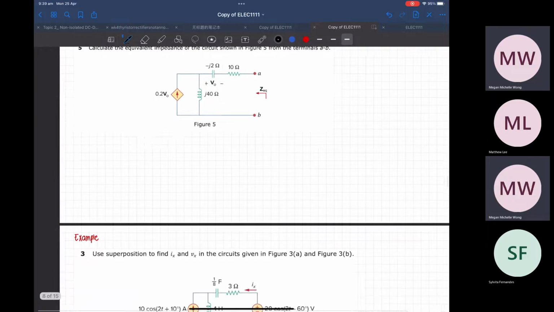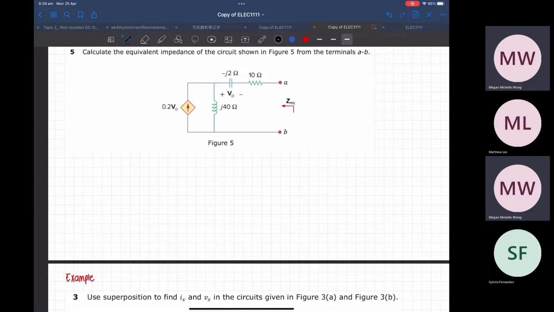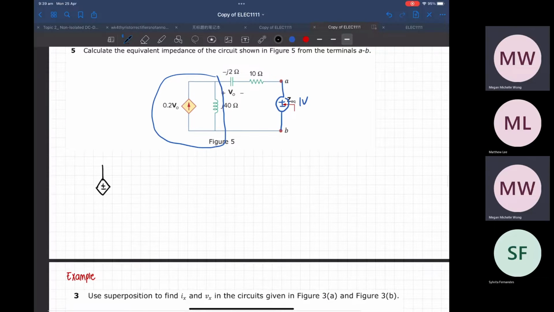So in this case, let's say we put in 1 volt, we have this plus minus, and I have 1 volt. What I can do is first do a source transformation on this one. So it will become plus minus, and then 1 volt.